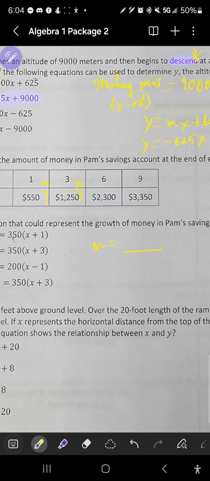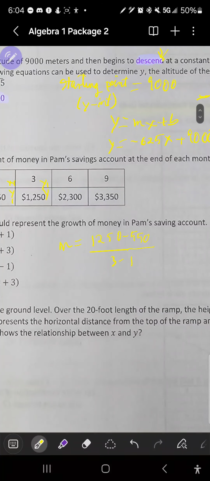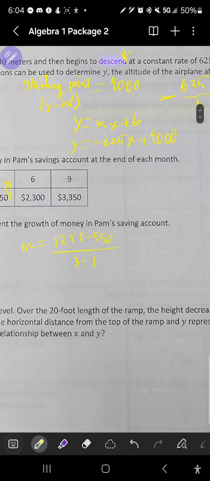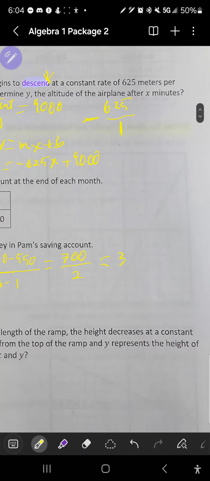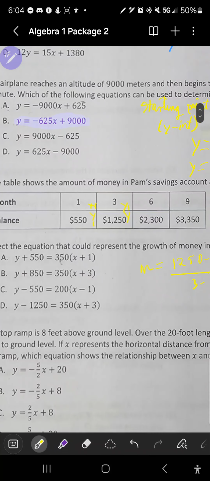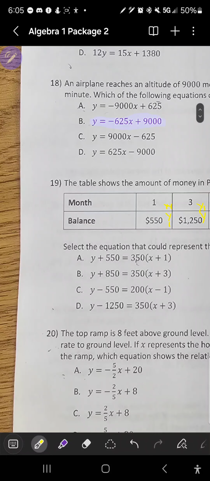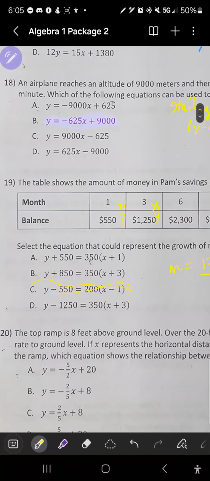Y2 minus y1 will be 1,250 minus 550 over x2 minus x1, which is 3 minus 1. Now, 1,250 minus 550 is going to be equal to 700 over 2, since 3 minus 1 is 2, and this is going to equal 350. I'll go up to my answers and I see that all of them have a 350 minus 1. So this goes out.